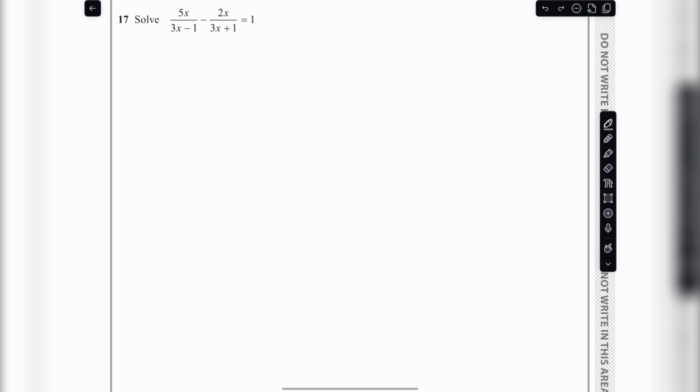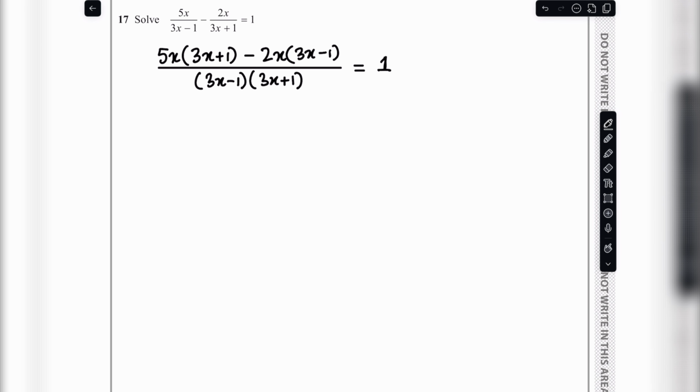In question 17, we are told to solve this equation. So the first thing we need to do is write this as a single fraction by multiplying the fraction on the left, numerator and denominator, by the denominator of the fraction on the right, and multiplying the fraction on the right, numerator and denominator, by the denominator on the left. And now that we've done this, we can multiply both sides by the denominator, and then we can expand and simplify both sides of this equation.